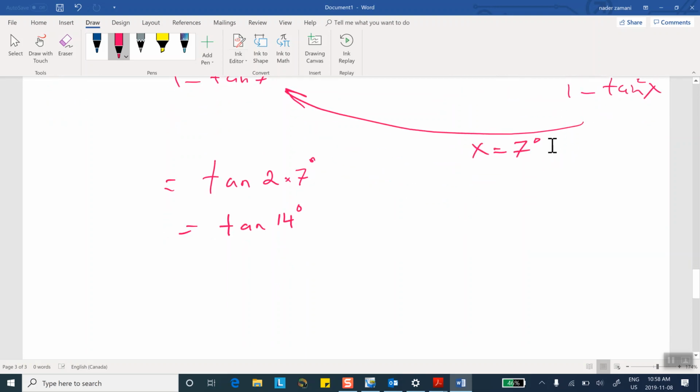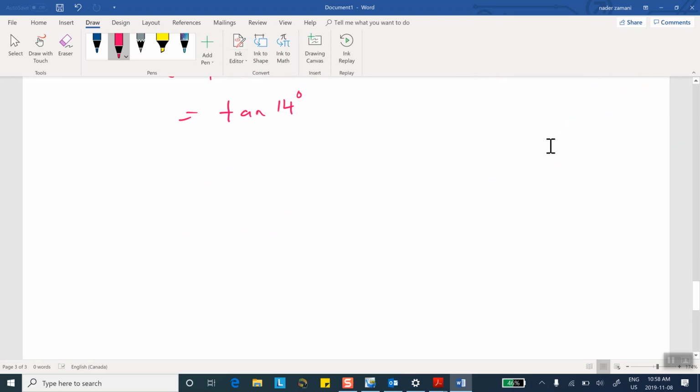And 30b is really similar. It looks like that: 2 tangent of 7 theta divided by... Let me clean this up.